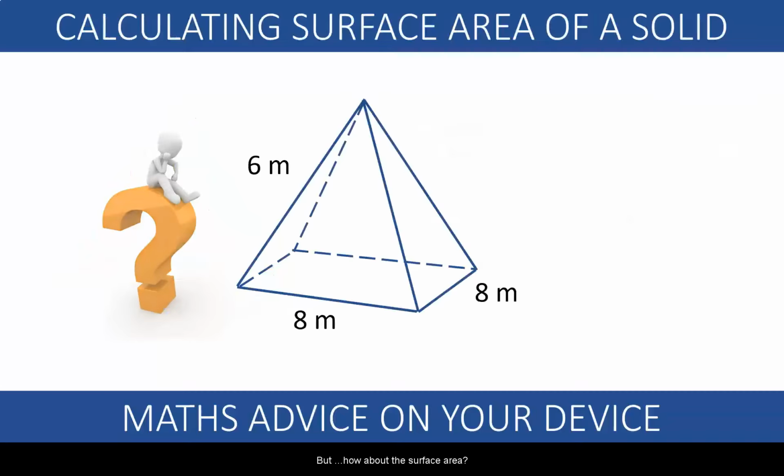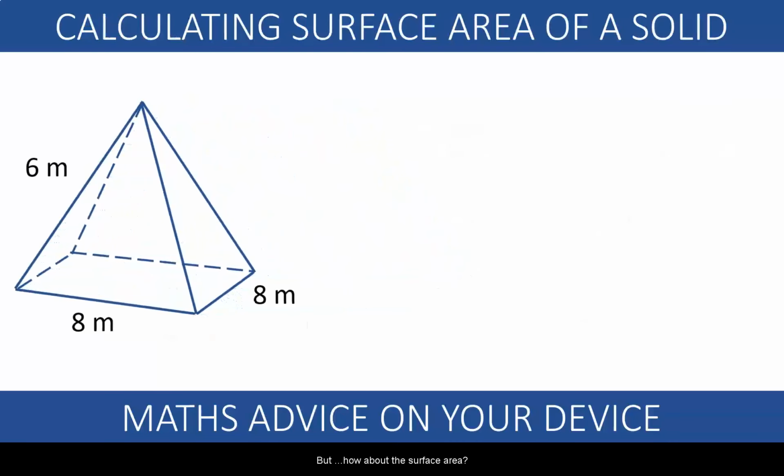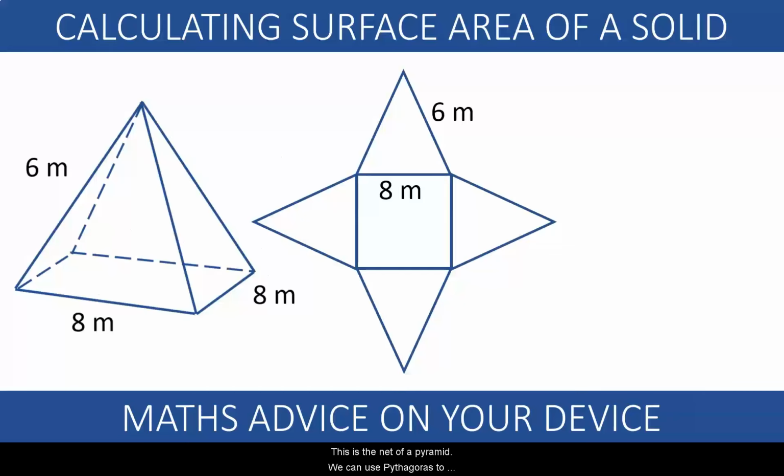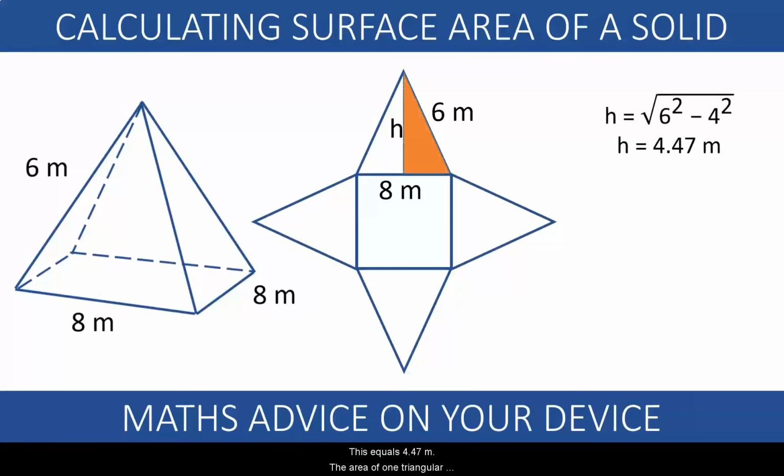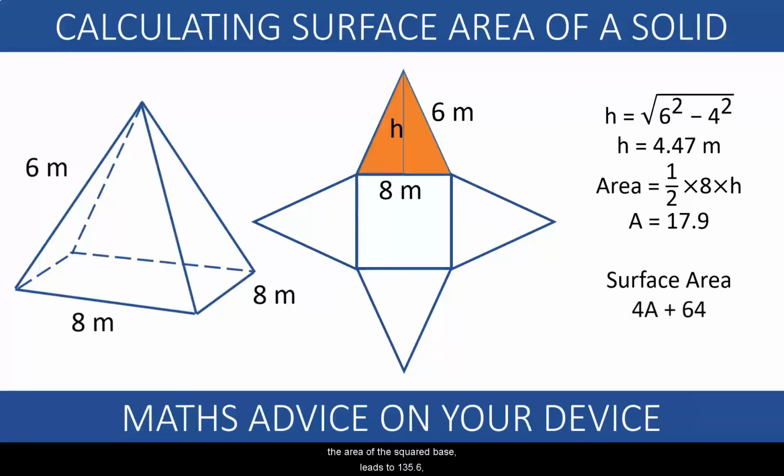But how about the surface area? This is the net of a pyramid, and we can use Pythagoras to calculate the height of the face. This equals 4.47 meters. The area of one triangular face is a half of the base, 8, times the height, 4.47. Adding the 4 triangles plus the area of the square base leads to 135.6, the surface area of our pyramid.